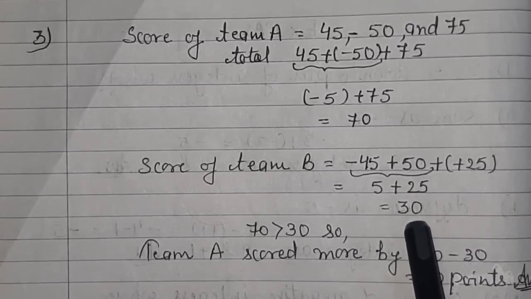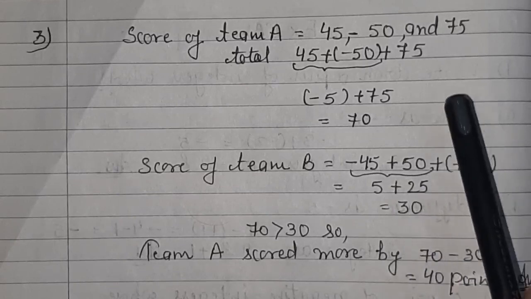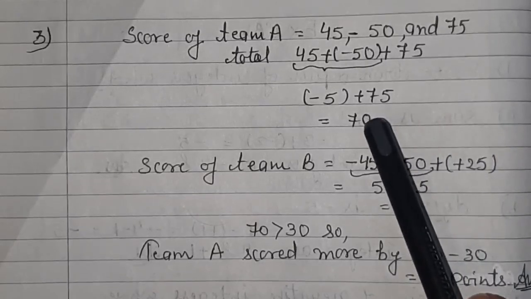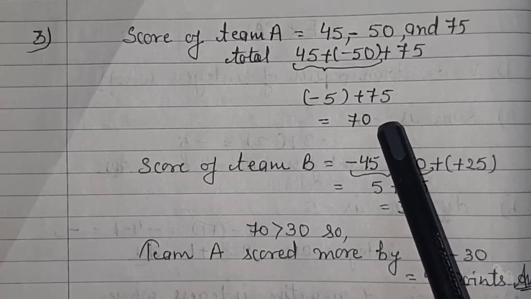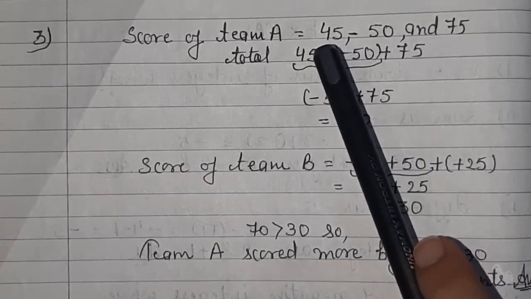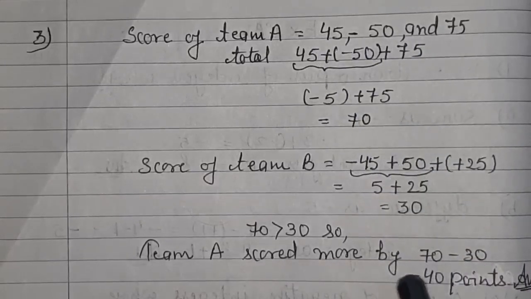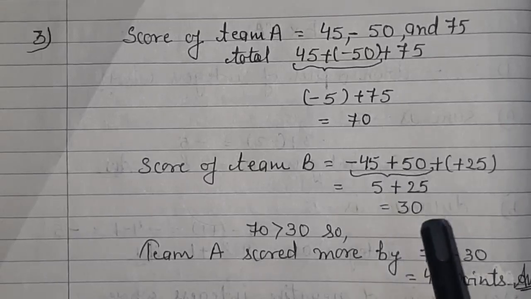Now you can tell me, out of these two, which one is greater? 70 is greater. So team A scored more by how much? 70 minus 30, 40 points.